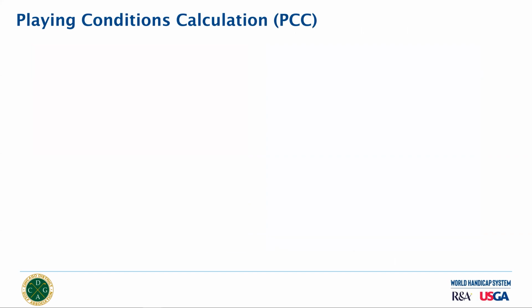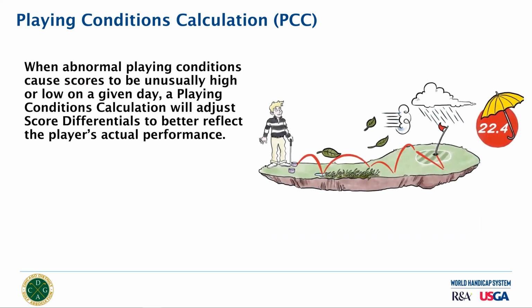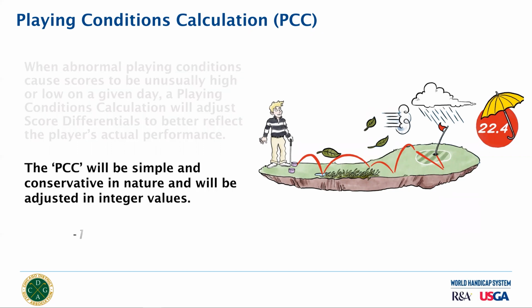Playing conditions calculation. When abnormal playing conditions cause scores to be unusually high or low on a given day, a playing conditions calculation will adjust score differentials to better reflect the player's actual performance. The PCC will be simple and conservative in nature and will be adjusted in integer values. Here you see the only 4 adjustments that will take place: a -1, a +1, a +2, and a +3. There's no decimal points involved, and it does not vary off these 4 numbers.